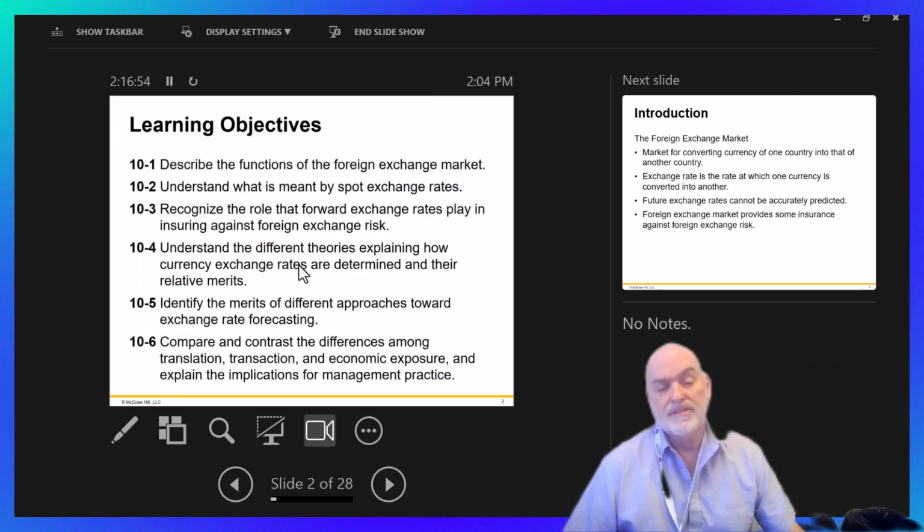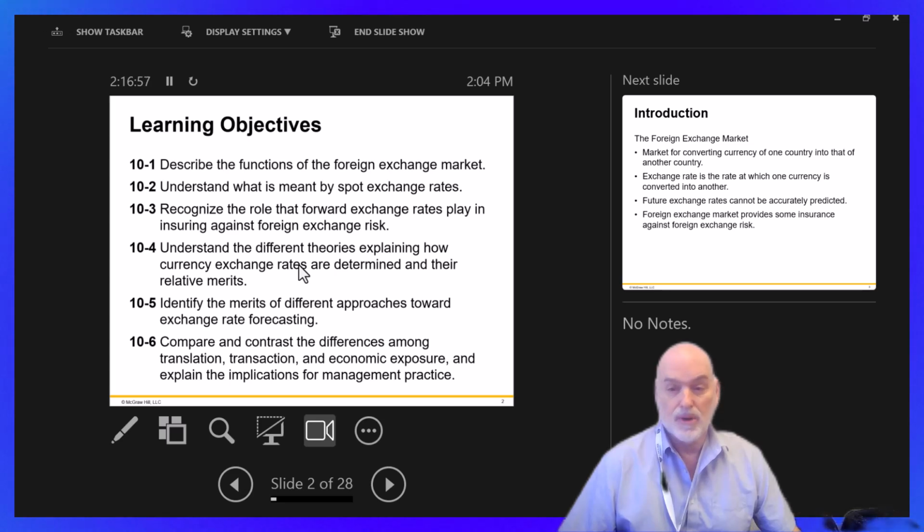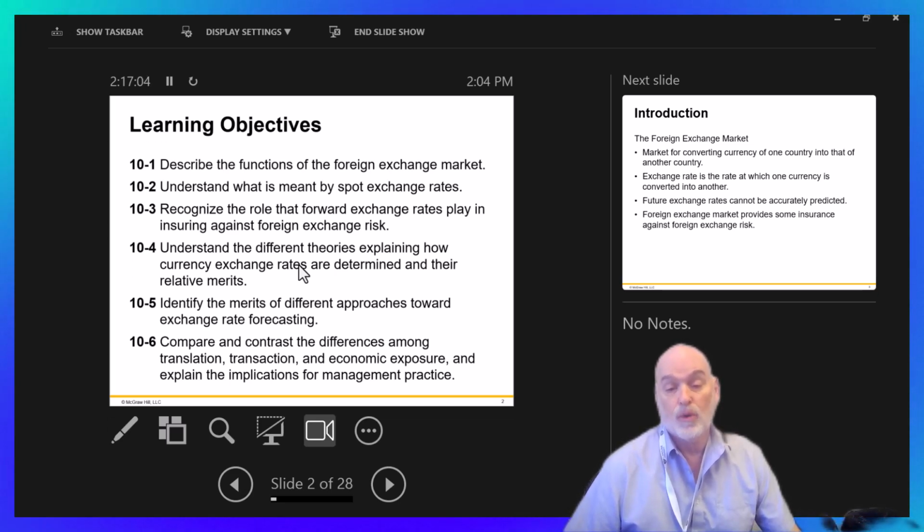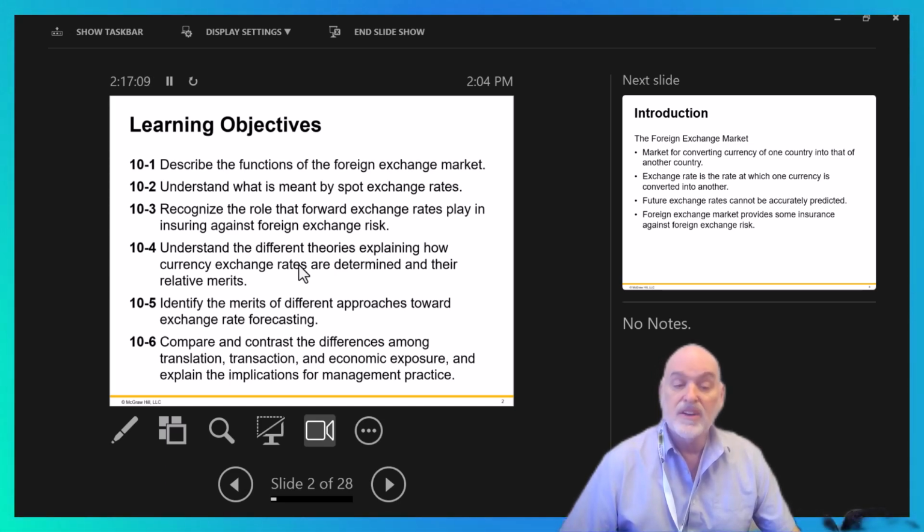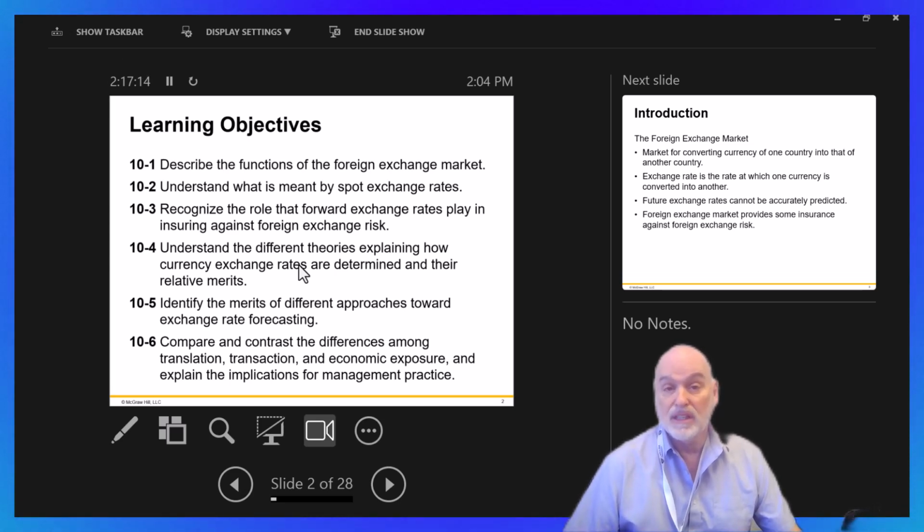Our learning objectives: describe the functions of the foreign exchange market, understand what is meant by spot exchange rates, recognize the role that forward exchange rates play in insuring against foreign exchange risk, understand the different theories explaining how currency exchange rates are determined and their relative merits, identify the merits of different approaches toward exchange rate forecasting, and compare and contrast the differences among translation, transaction, and economic exposure, and explain the implications for management practice.